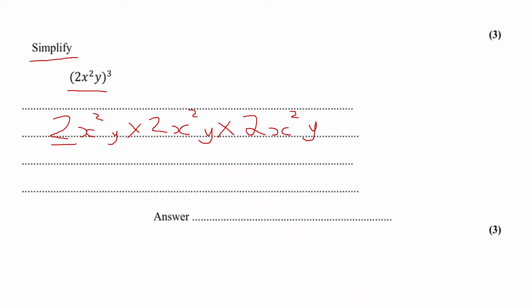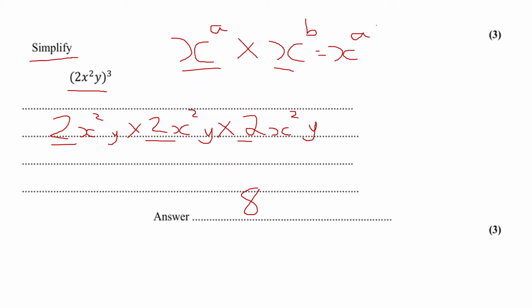So I do 2 times 2 times 2, which is 2 cubed. 2 times 2 is 4, times 2 is 8. Then I have x squared times x squared times x squared. We're using our laws of indices: when I multiply with the same base, so when I have x to the power of a multiplied by x to the power of b, as long as I have the same base, my x is my base, I add the powers, so it's x to the power of a plus b.